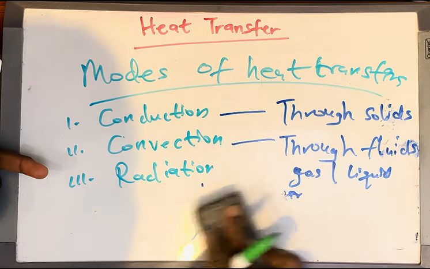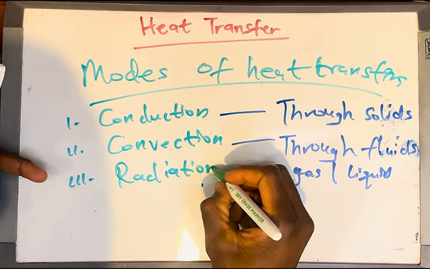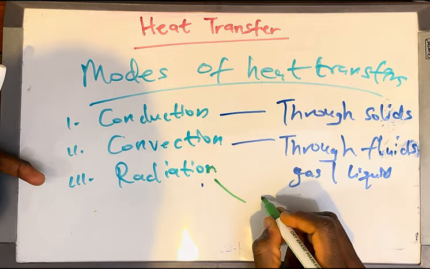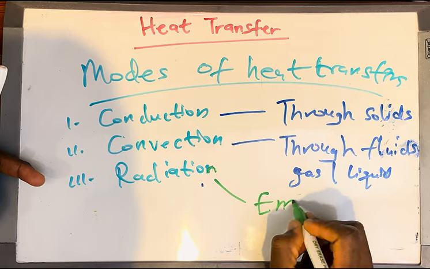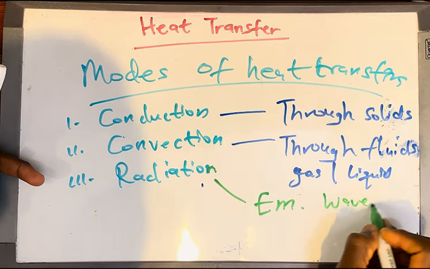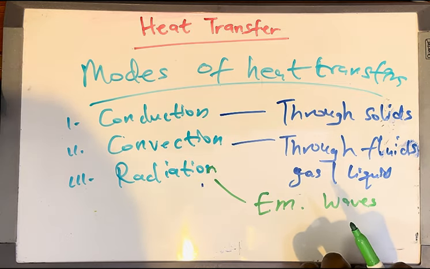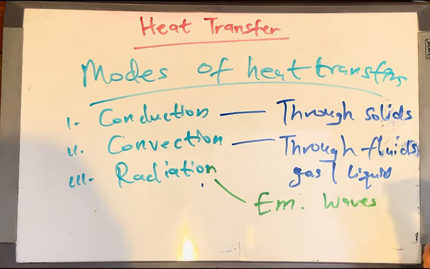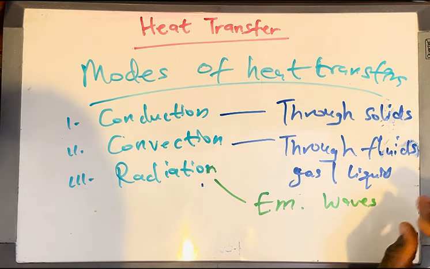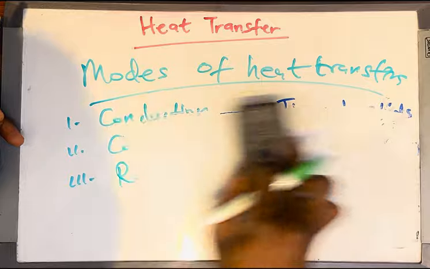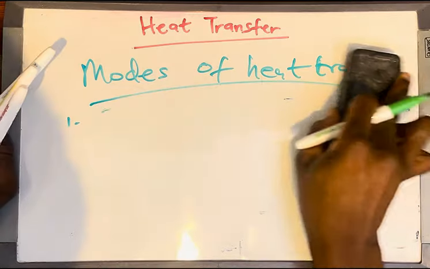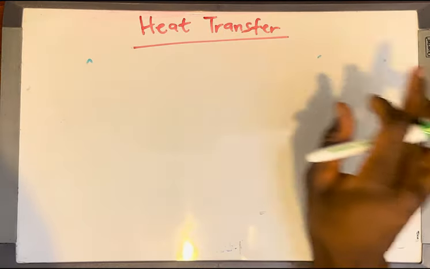Now let me talk about the last one, which is radiation. Radiation means heat transfer via electromagnetic waves. The transfer of heat through electromagnetic waves is by means of radiation. And a typical example is how heat from the sunlight reaches the earth. Heat from the sunlight comes all the way to the earth by means of radiation.